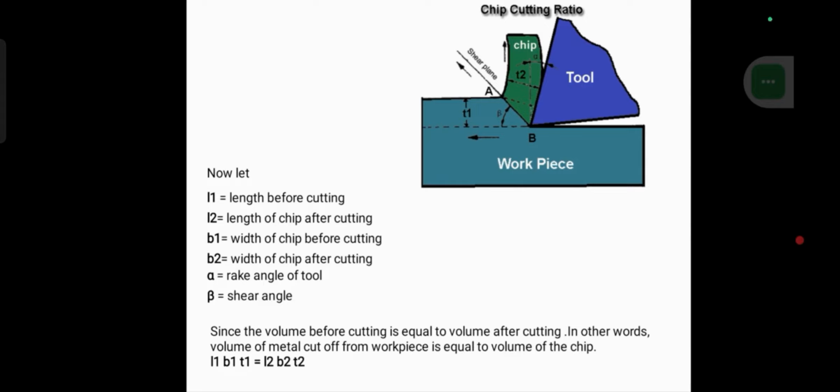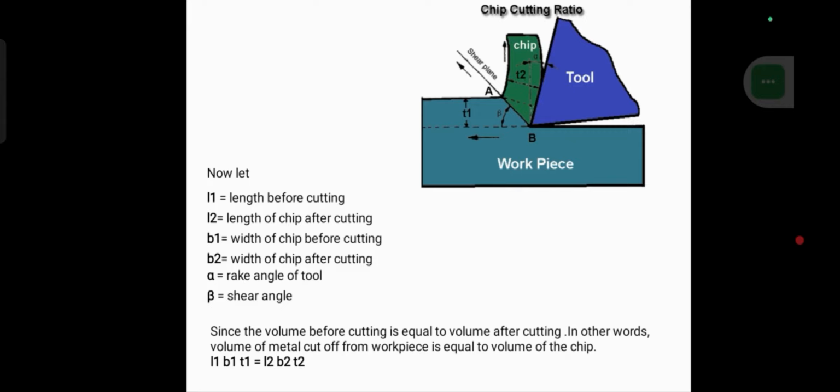Now, let the volume of the workpiece before cutting be equal to the volume after cutting. In other words, the volume of metal cut off from the workpiece is equal to the volume of the chip. So L1 B1 T1 equal to L2 B2 T2, where T1 and T2 are the thickness of chip before and after cutting.